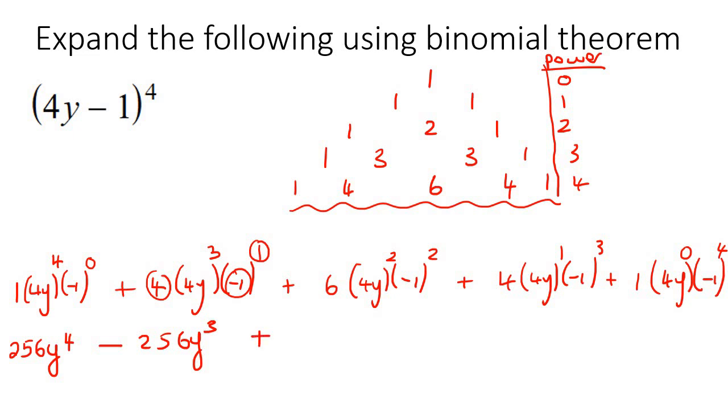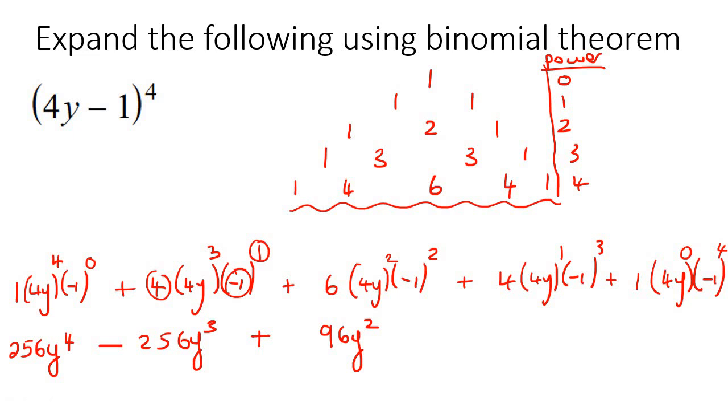Now we're going to say plus. Now this negative 1 to the power of 2, if you put that in a bracket, which you must, on the calculator, you'll see that it's just a positive 1. So we don't have to worry about that part. It's not going to do anything. But this part here is going to be 16 multiplied by 6, which is 96. So we're going to say 96y to the power of 2.